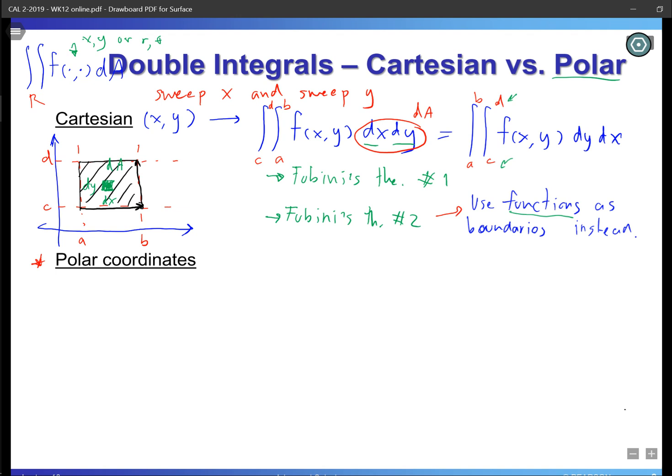But before that, before we draw any graph and talk about the formula, let's talk about the basics. Polar coordinates, we work on radius and theta. All right, which means that we are going to sweep radius and sweep theta instead of x and y, but it's the same logic.